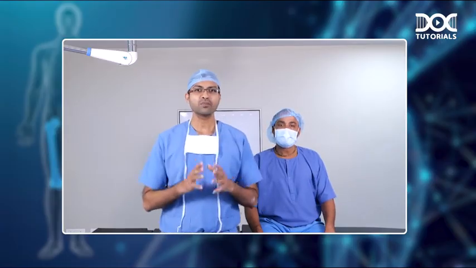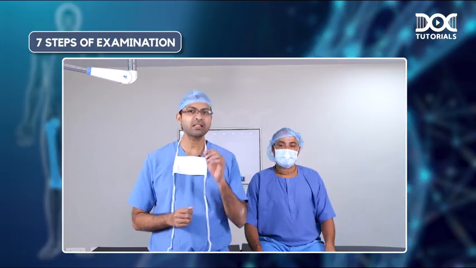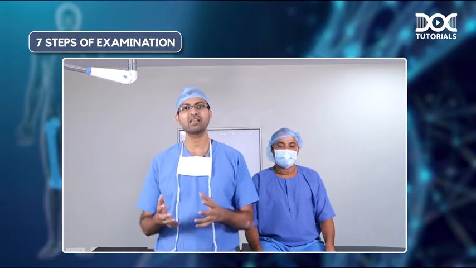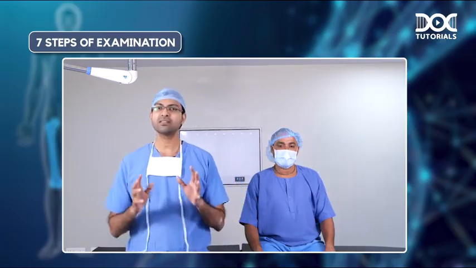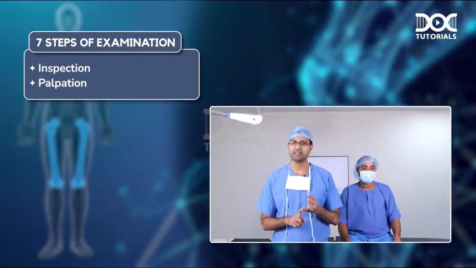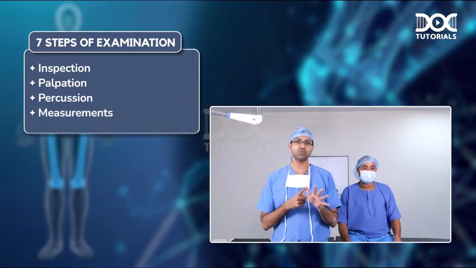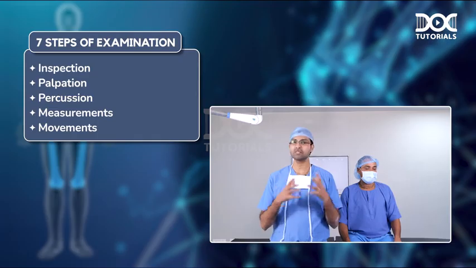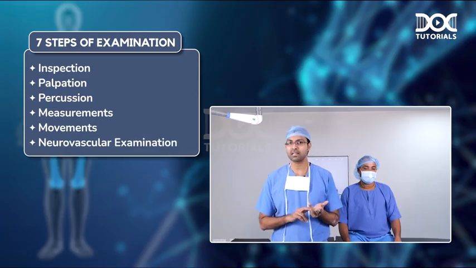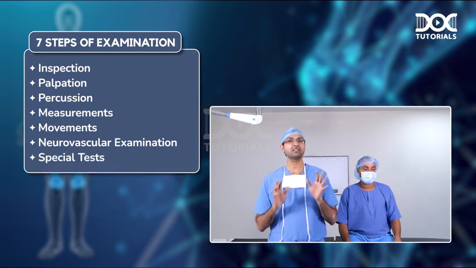For any orthopedic case, there are 7 steps you have to follow. It is a little bit different from the examination that you do in surgery as well as in general medicine. Here, what are the 7 steps? First, you have inspection, then you have palpation, then you have percussion, then comes measurements, then you have movements of the adjacent joints of whichever limb you are inspecting. Then you have to do a neurovascular examination, and finally you can do some special tests. So these are the 7 steps.